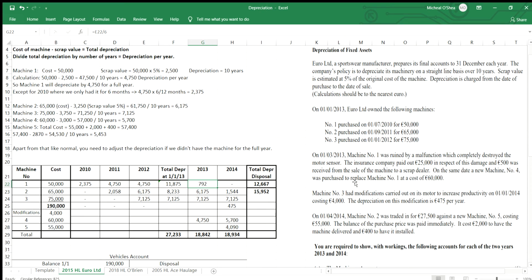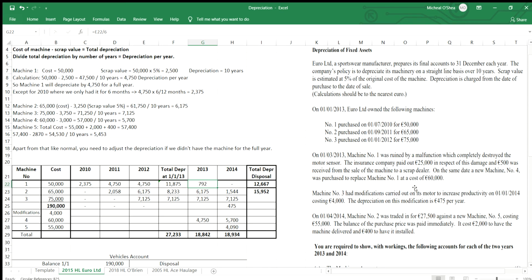For machine 4, which was purchased at that same date, 60 grand was its cost. We would have had it from the beginning of March to the end of December, so that's 10 months. So for machine 4, we found total depreciation per year to be 5700. If I multiply that by 10 divided by 12, it gives me 4750, because I only had that for 10 months of that year. For the rest of 2013, I had machine 2 for the full year and machine 3 for the full year. So let's just take those full year depreciation figures and put them in. Total depreciation for 2013 is just shy of 19 grand.